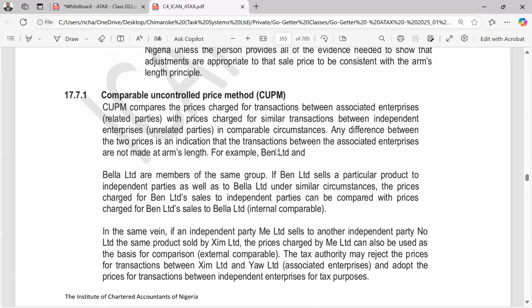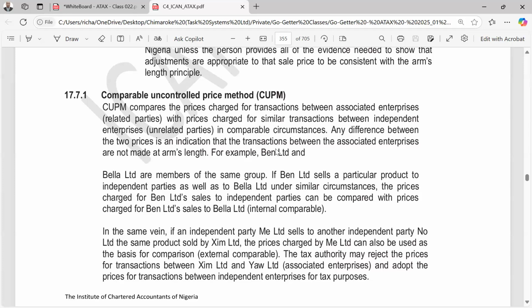Now, what is the CUP method? The comparable uncontrolled price method. So now you see comparable. That means there may be something that should be compared. Then there's uncontrolled price. Uncontrolled is something that is not controlled. We mentioned controlled transactions before. Now, this is uncontrolled. Now let's look at it.